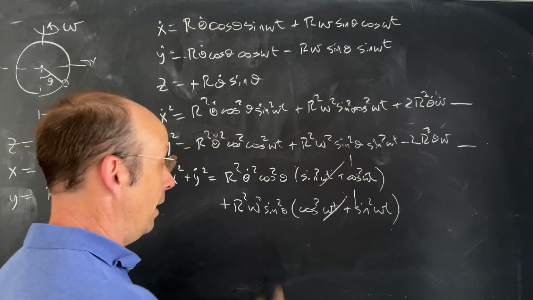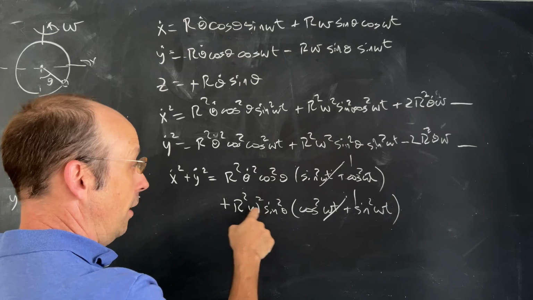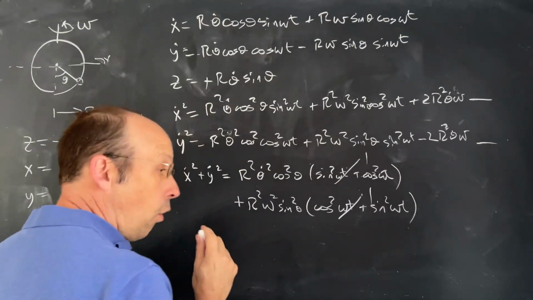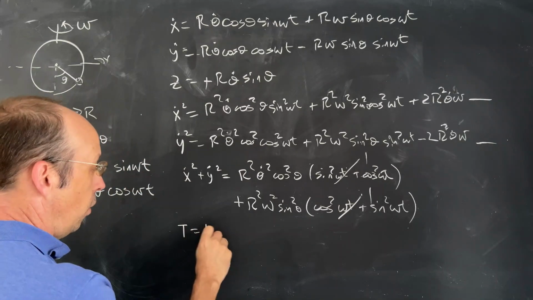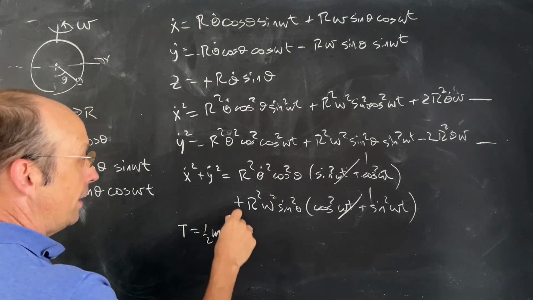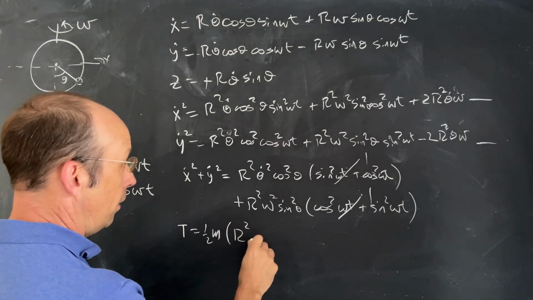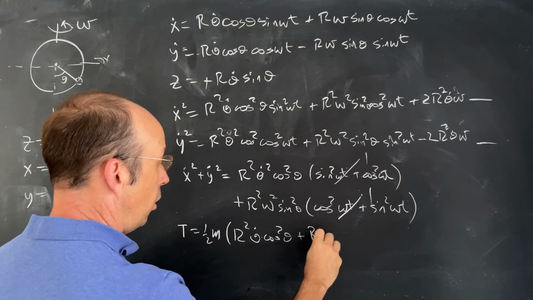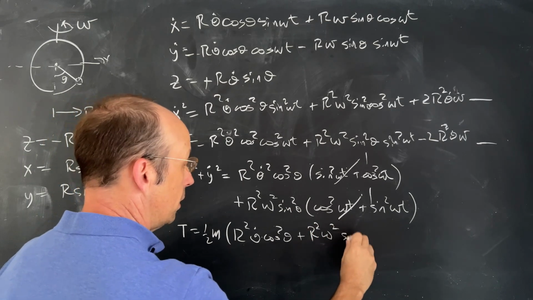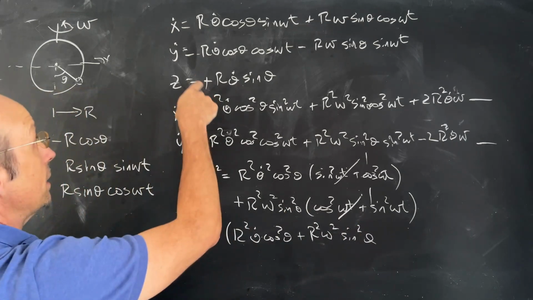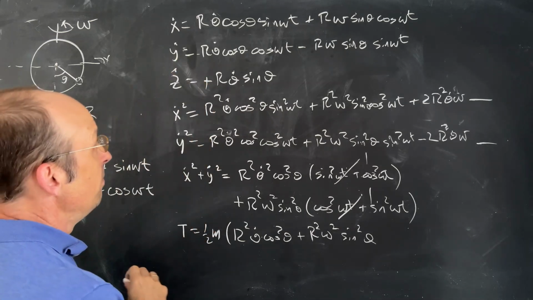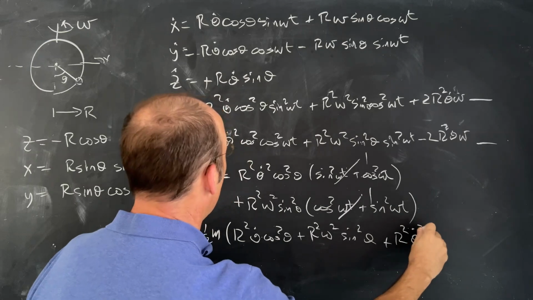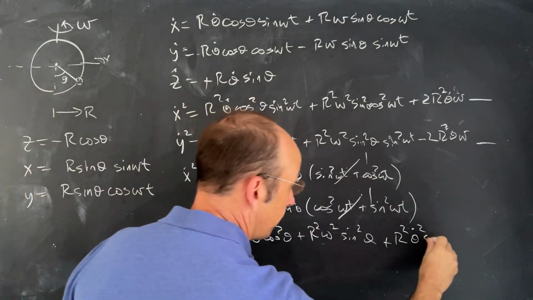So it's much nicer. And then look at this. Now I can factor out, oh no, I can't. Okay, now let's get the whole kinetic energy term. T is 1/2 m times x dot squared plus y dot squared. So I have r squared theta dot squared cosine squared theta plus r squared omega squared sine squared theta. And then I have my z dot term squared, which is going to be r squared theta dot squared sine squared theta.